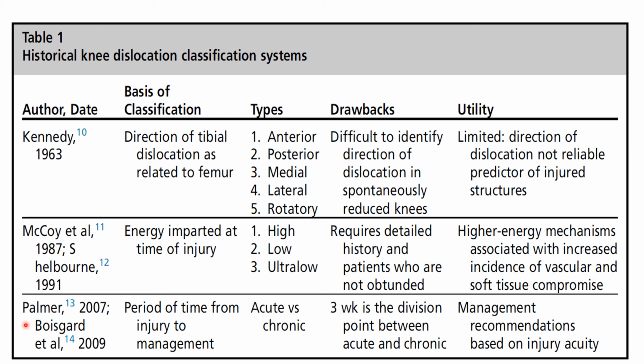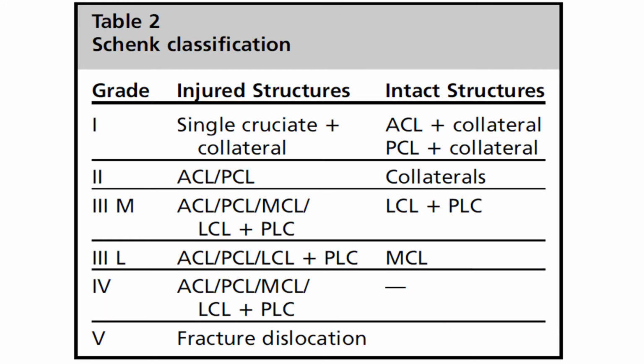Third was given by Palmer. It is based on the period of time from when the injury happens to the period of management, so it can be either acute or chronic. Its drawback is that 3 weeks is the division point between acute and chronic. If the patient presents within 3 weeks, it is considered acute, or if the patient presents after 3 weeks, then it becomes chronic. Its utility is in the management recommendations based on injury acuity.